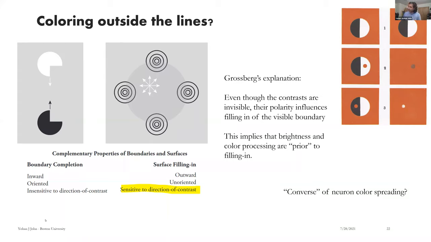So here's where we can make sense of this, or at least this is a great way to remember what Steve means by the fact that surface filling in is sensitive to direction of contrast, and that these are independent processes that influence each other. I also thought it's sort of interesting as a converse of neon color spreading, or a complementary kind of effect.